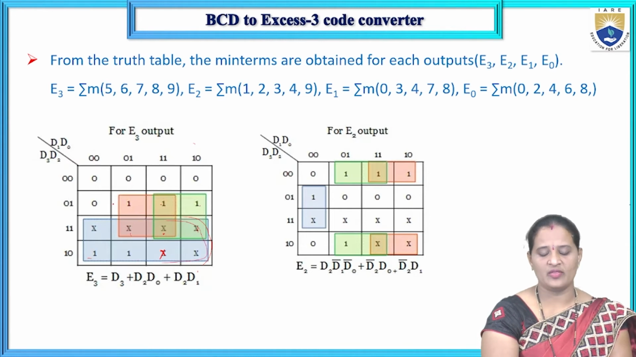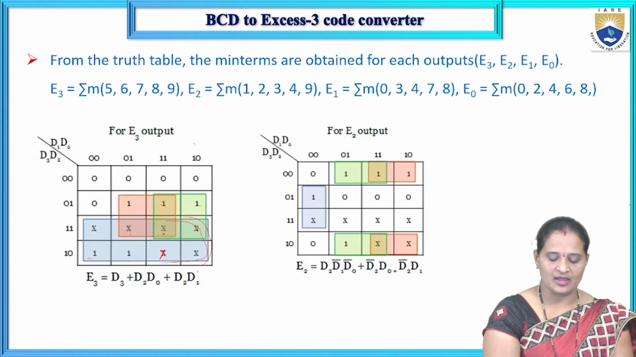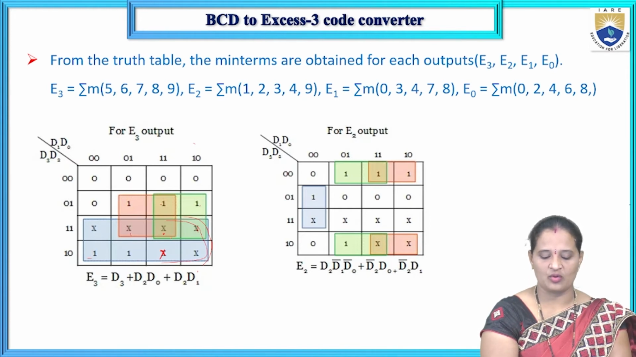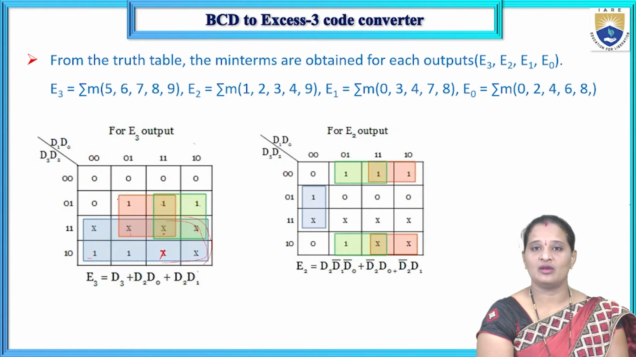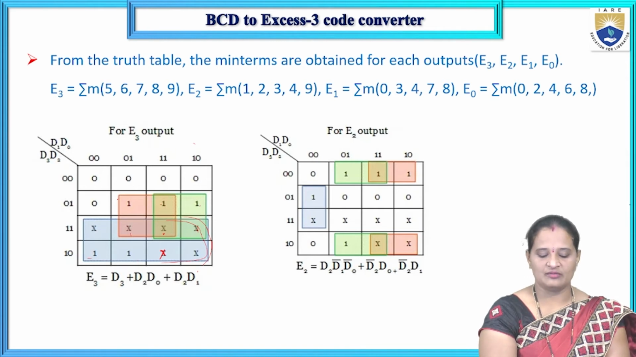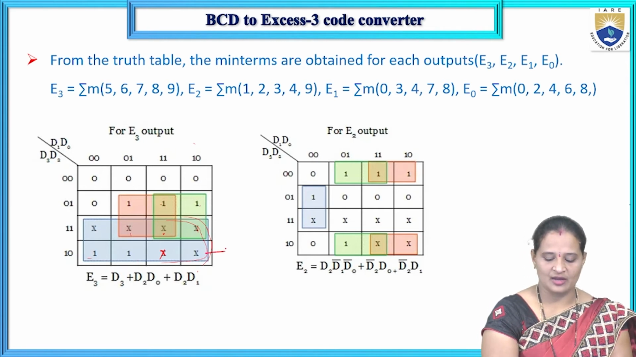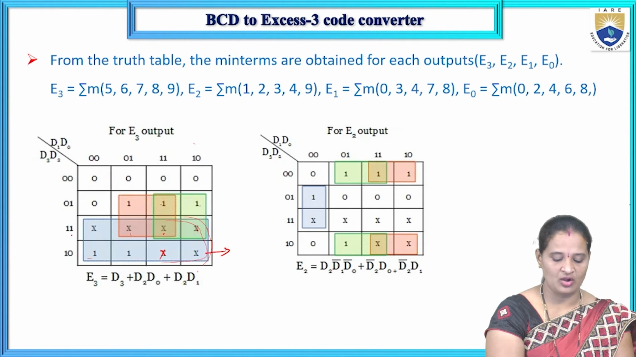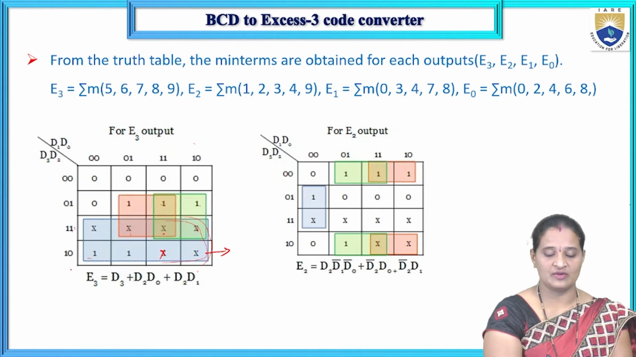And similarly, no other octets are possible here. I can form an octet, I can form a quad here and I can form a quad here. So like that, we have 3 groups here, and the octet can be represented as D3: D1, D0 are varying for this octet, eliminate D1, D0. And similarly, D2 is also varying, eliminate D2, only D3.